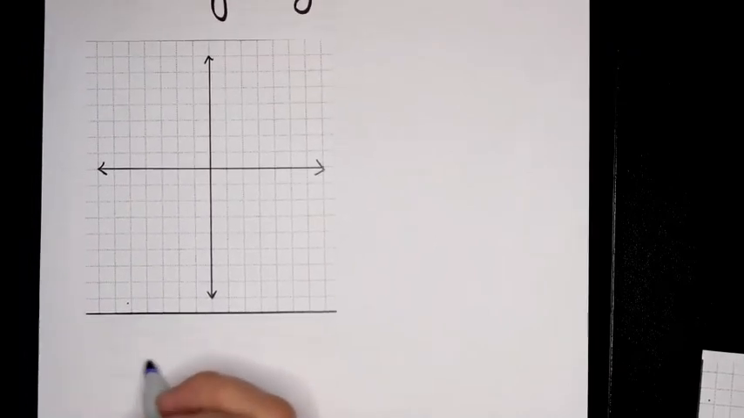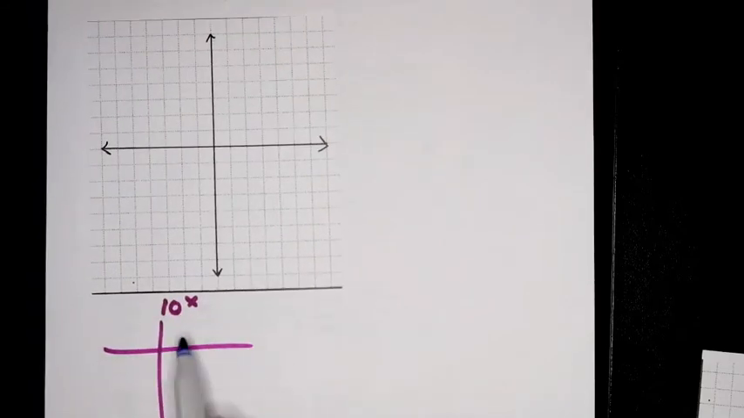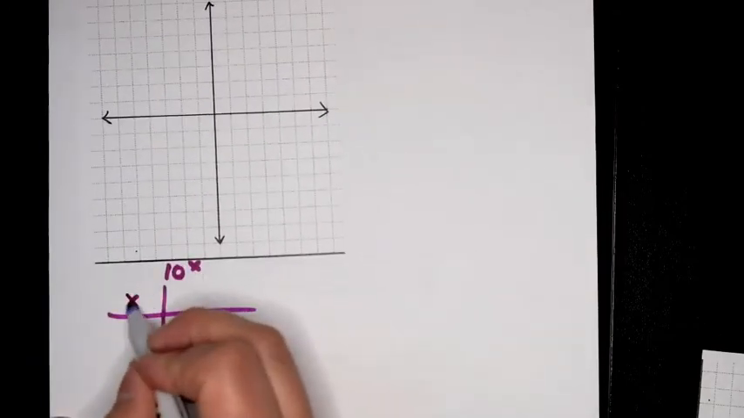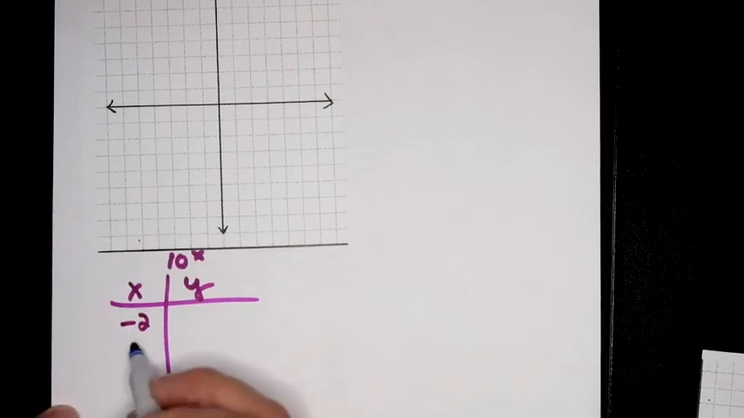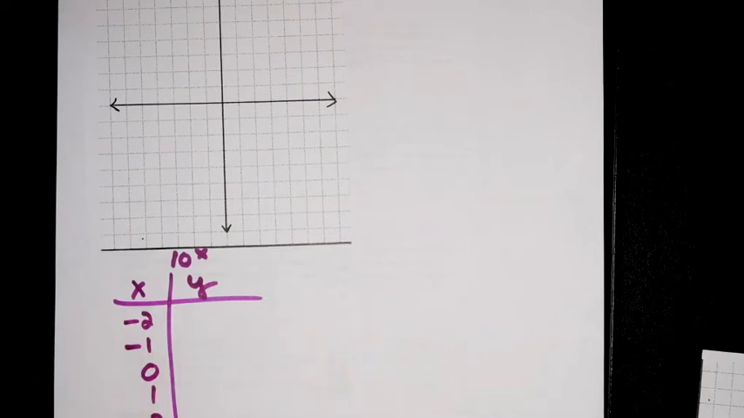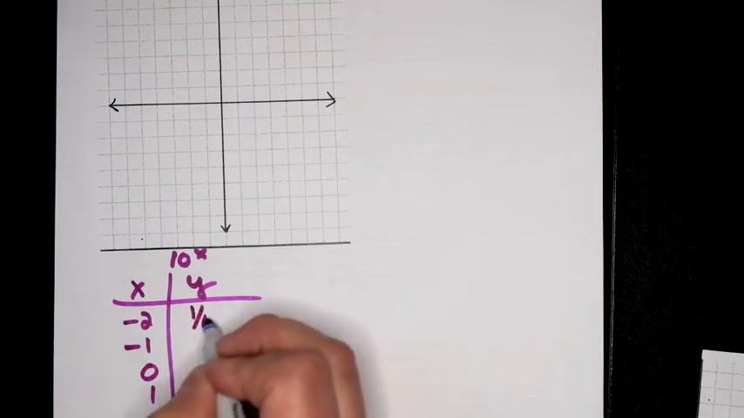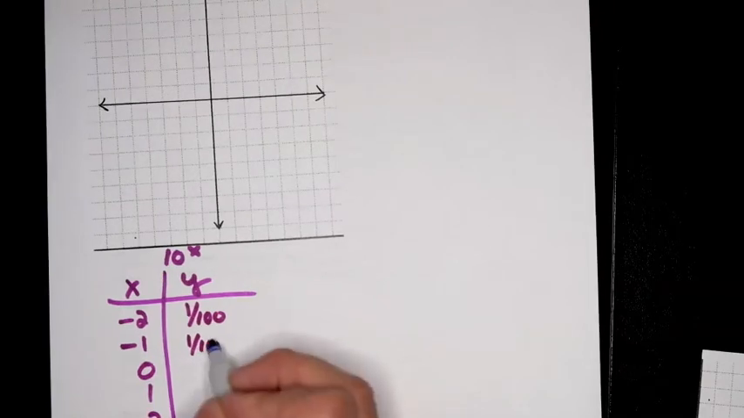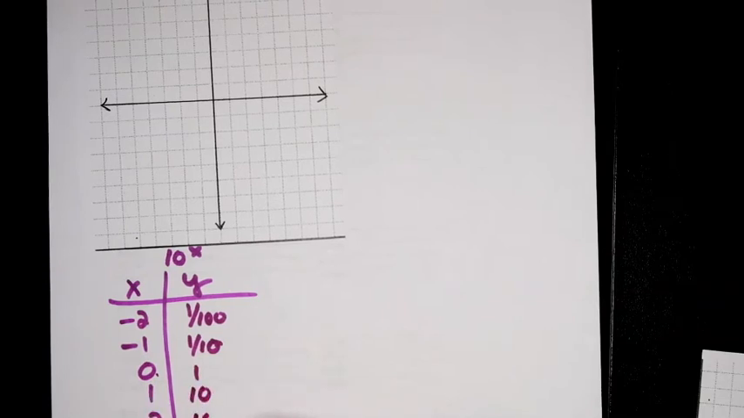So if I make a chart here for 10 to the x, because remember that is the inverse of log base 10 of x. This is my chart here. This is my x and my y. I'm going to put in a few values like -2, -1, 0, 1, and 2. So when x is equal to -2, y's value here is 10 to the -2, which is the same thing as 1 over 100. When x is -1, I get 1 over 10. When x is 0, I get 1. When x is 1, I get 10. And when x is 2, I get 100.